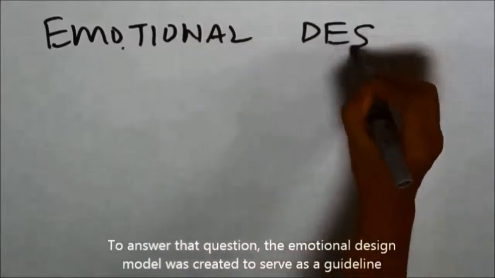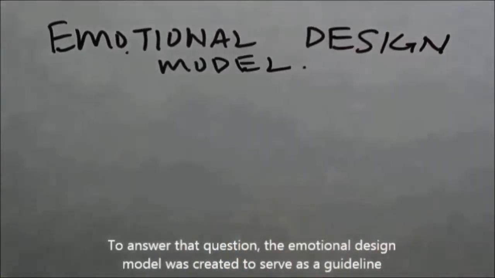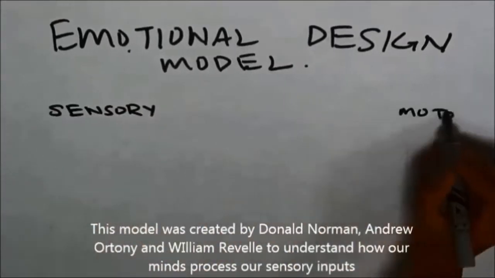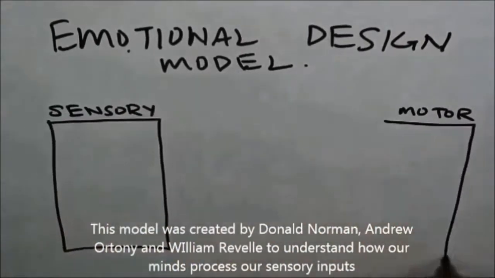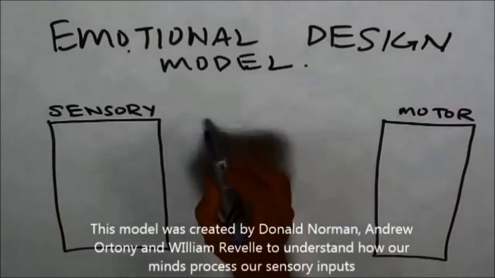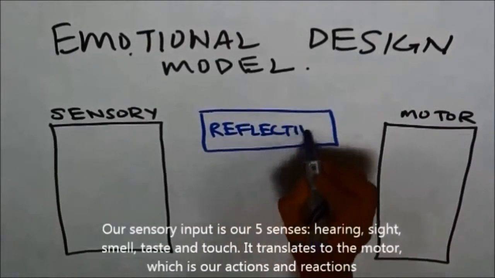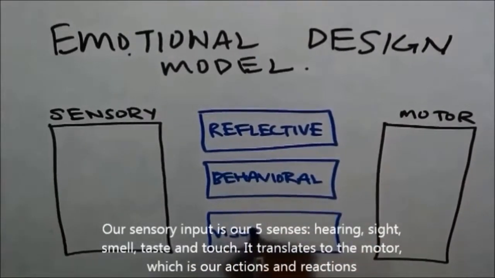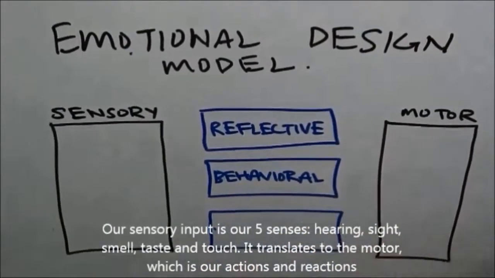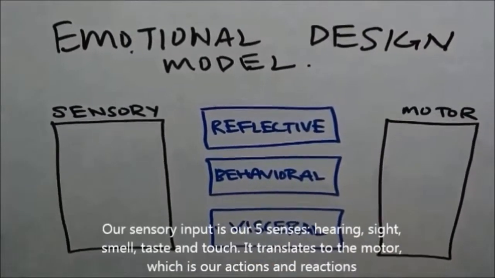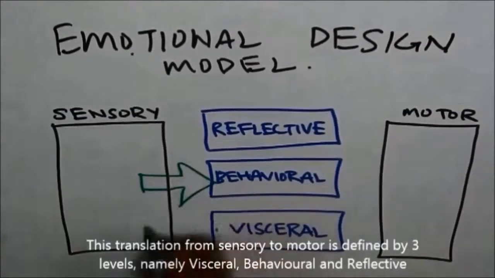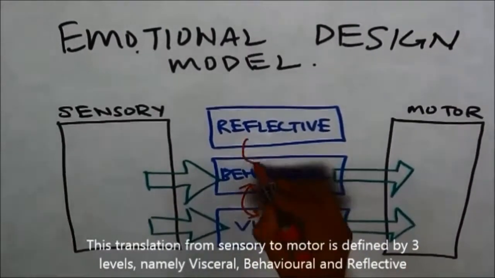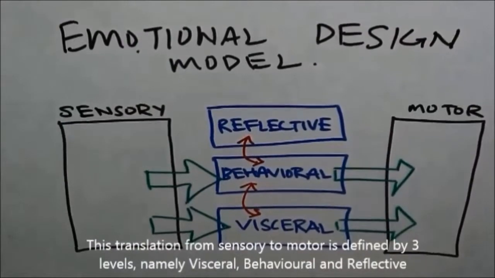To answer that question, the emotional design model was created to serve as a guideline. This model was created by Donald Norman, Andrew Ortony, and William Revelle to understand how our minds process our sensory inputs. Our sensory input is our 5 senses: hearing, sight, smell, taste, and touch. It translates to the motor, which is our actions and reactions. This translation from sensory to motor is defined by 3 levels, namely visceral, behavioral, and reflective.